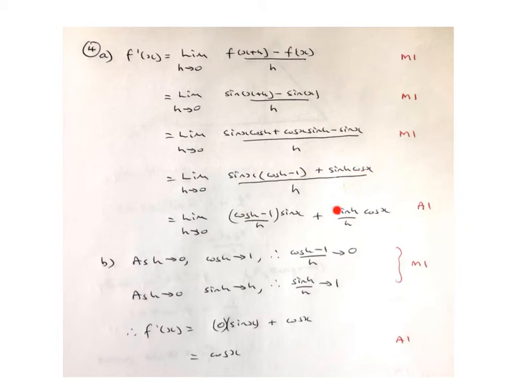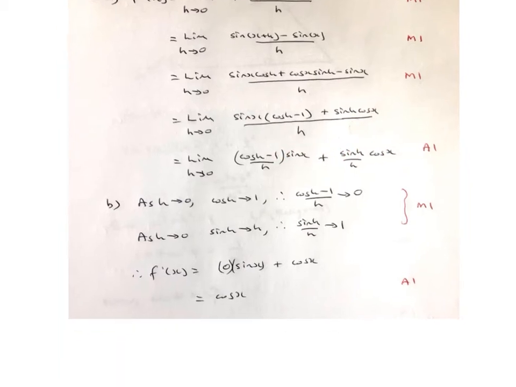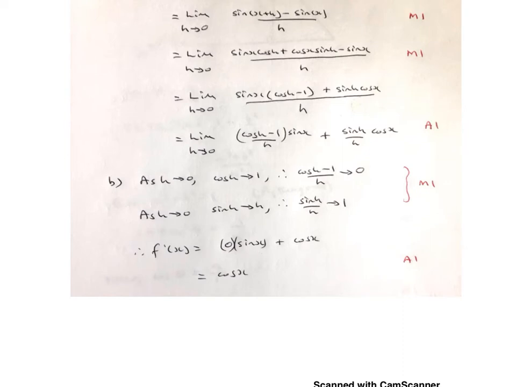So then we need to write it out in the format they've got it. In part B, where we need to actually get the differentiation from first principles, as h tends to 0, cos h tends to 1. So if cos h tends to 1, (cos h minus 1) over h tends to 0. And as h tends to 0, sin h tends to h, so sin h over h tends to 1. So this bit's 0, this bit's 1, and we get cos x. So this is a standard differentiation from first principles, which you just need to learn.